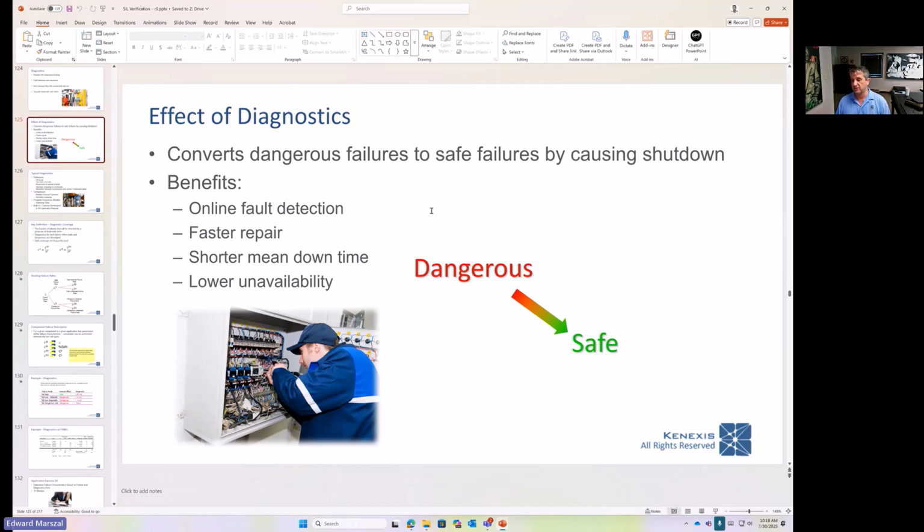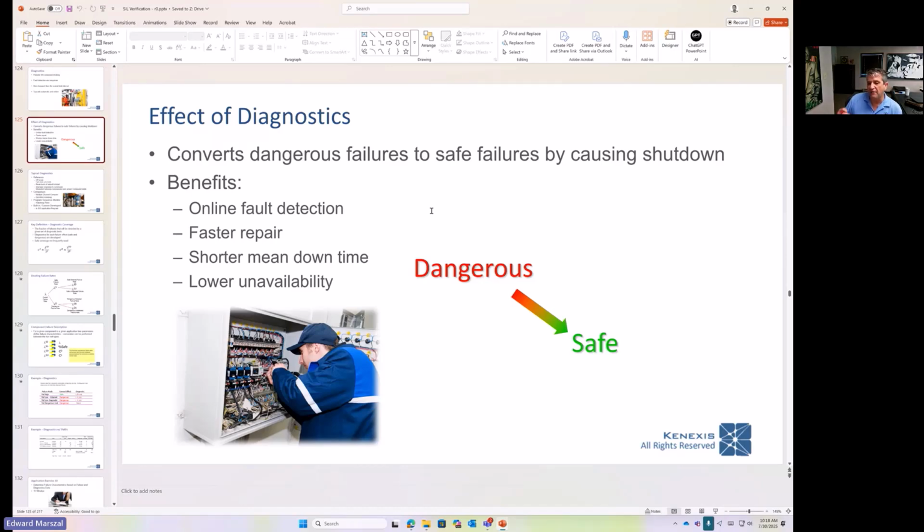So the big benefits of doing your diagnostics is that you get online fault detection. So while the plant's up and running, you're detecting failures instead of waiting until a turnaround. You're going to be able to repair faster. So if your test interval is 5 years and a component fails, on average, it'll fail halfway through. So that means your device will be in the failed state for, on average, 2.5 years before you know about it and have the capability to repair it.